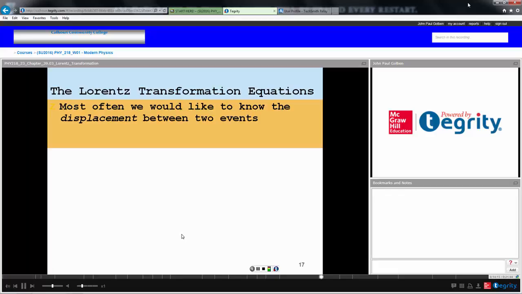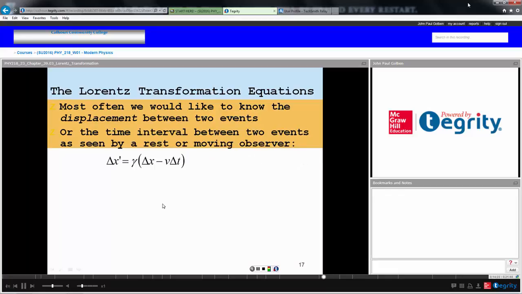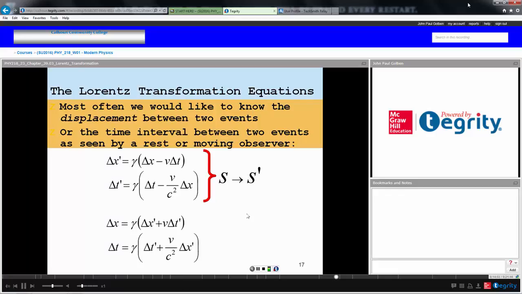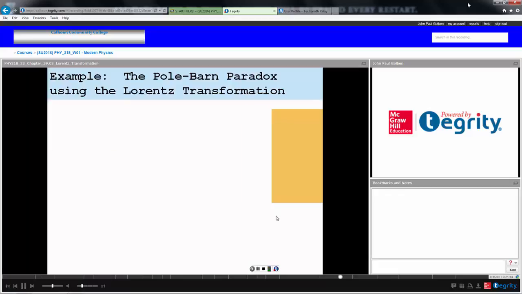Most often we'd be likely to know the displacement between two events and the time interval between two events. So those formulas are even a little bit easier. The displacement in the moving frame is equal to gamma times (displacement in the rest frame minus relative velocity times time interval in the rest frame). And the time interval in the moving frame is equal to gamma times (time interval in the rest frame minus v over c squared times displacement in the rest frame). So we convert one to the other really easily, going from the rest frame to the prime frame. And again, if we go the other way, we interchange v with negative v and our prime and unprime coordinates, going from the moving frame to the rest frame. These are very useful equations.